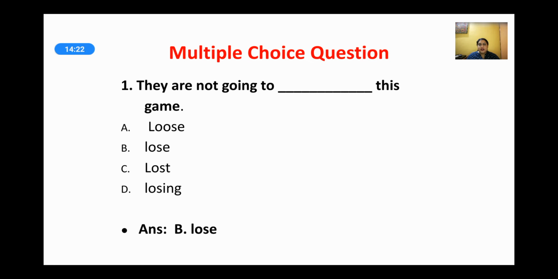The first word, LOOSE, is used when a garment or a cloth that you're wearing, for example, your trouser or the jean that you're wearing is loose, that is, it's very large. Then you say loose, LOOSE. Remember, two O's means the fabric is loose. The other word LOSE, where there is a single O, refers to losing in a match, or when you lose the match, for example. So the answer here is B, LOSE. They are not going to lose the game.